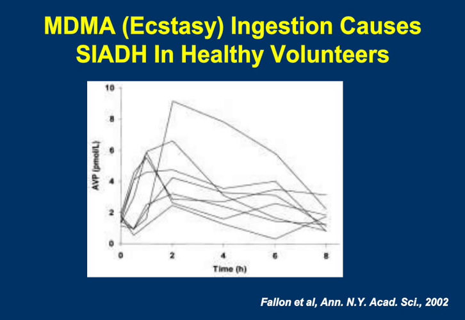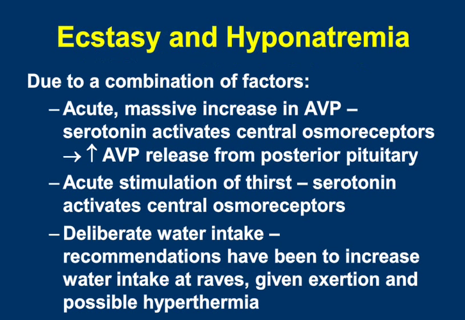These are normal volunteers who were given one pill of ecstasy, and then within 4 hours, look at the increase from normal or unmeasurable. It's at the highest possible amount in this particular patient. So ecstasy really does cause SIADH. It has many other factors that cause acute hyponatremia, however. You get this acute massive increase in AVP. Serotonin activates these central osmoreceptors at the physiological level. So you get this rapid increase in AVP release from the posterior pituitary.